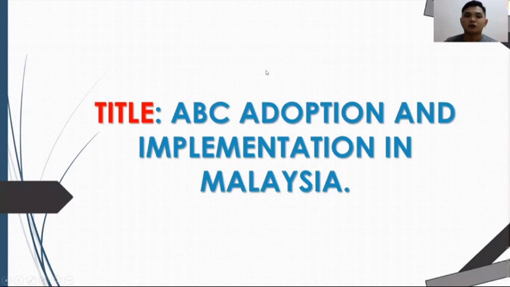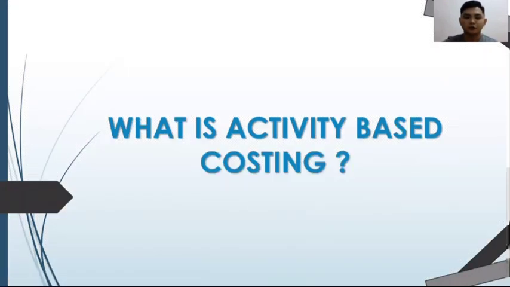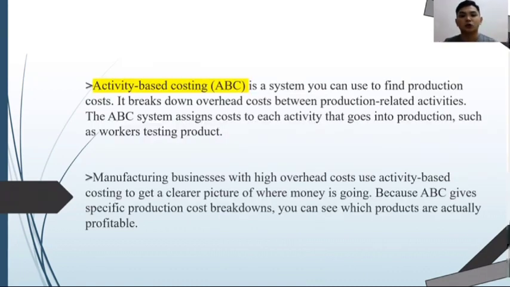My title is ABC Adoption and Implementation in Malaysia. So, what is activity-based costing? Activity-based costing is a system you can use to find production costs. It breaks down overhead costs between production-related activities. The ABC system assigns costs to each activity that goes into production, such as workers testing products, while manufacturing businesses with high overhead costs use activity-based costing to get a clearer picture of where money is going. Because activity-based costing gives specific production cost breakdowns, you can see which products are actually profitable.